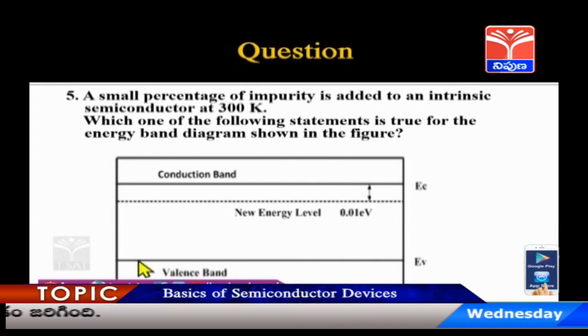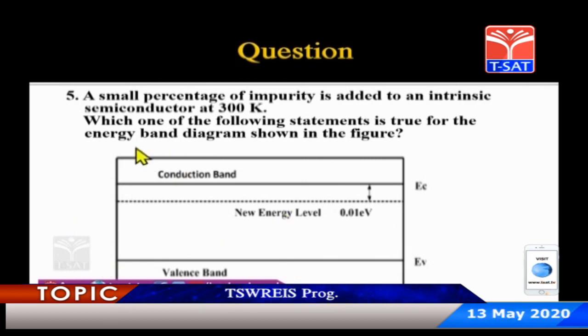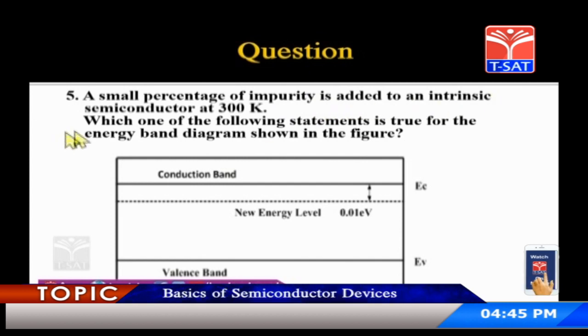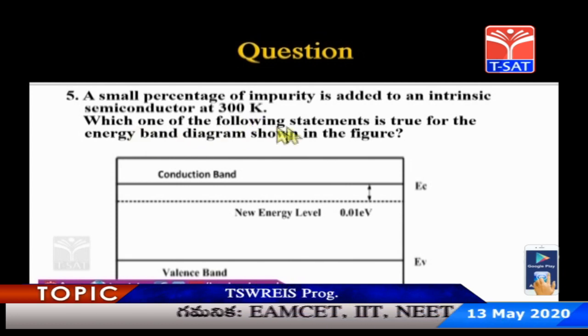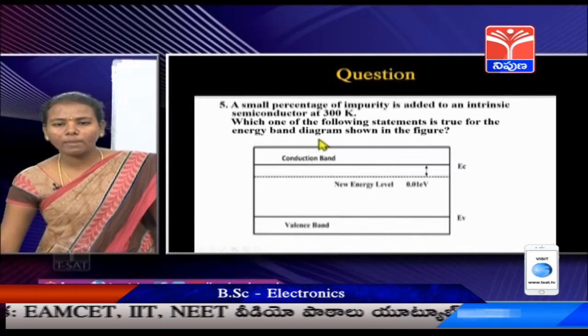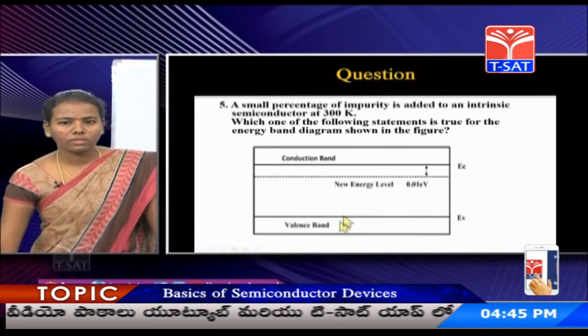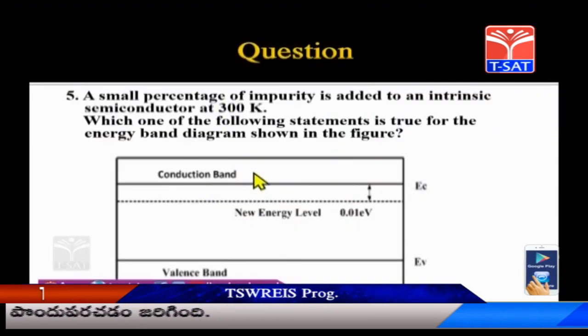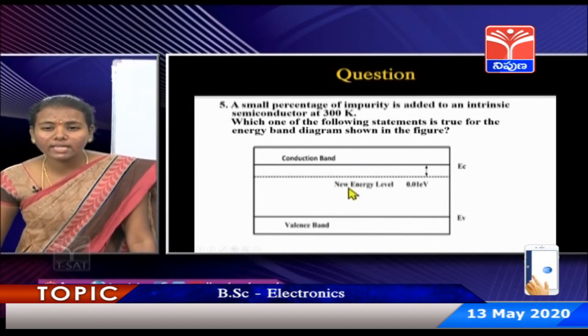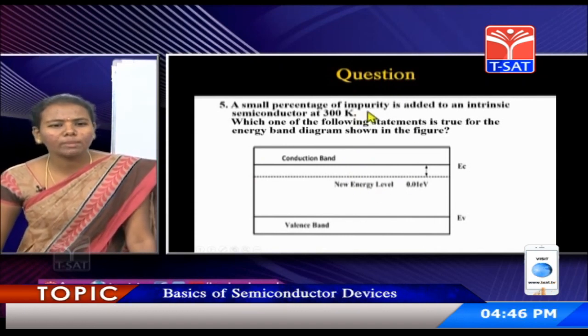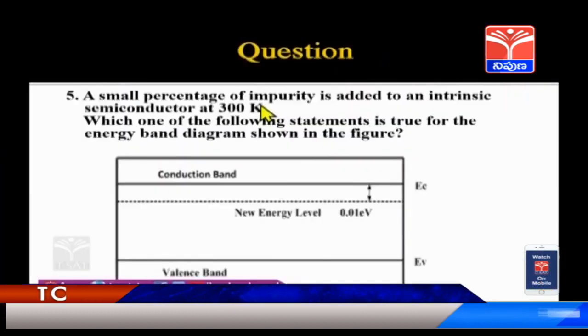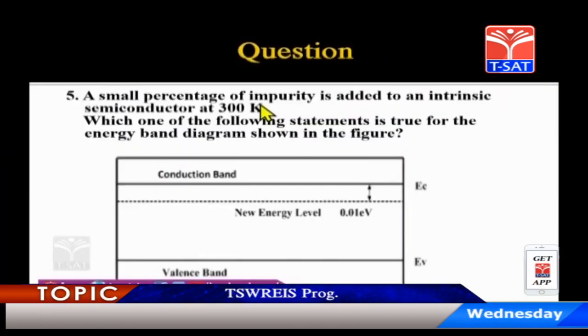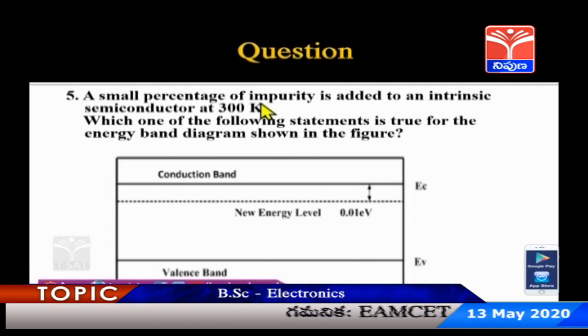See this question, a little complex but very important. See here, a small percentage of impurity is added to an intrinsic semiconductor at 300 Kelvin. Which one of the following statements is true for the energy band diagram shown in the figure? So we have valence band and conduction band here. The new energy level means they have doped a semiconductor with some impurity.